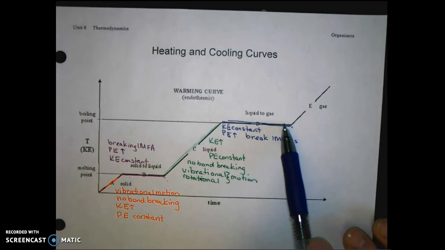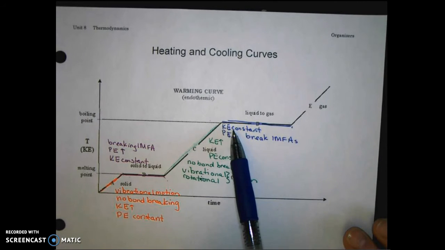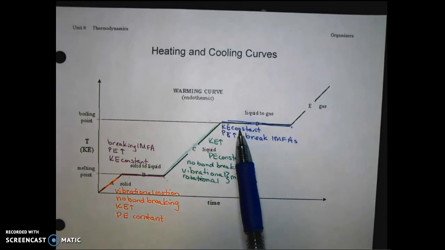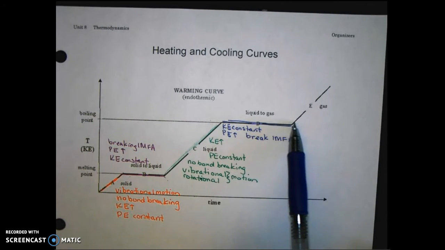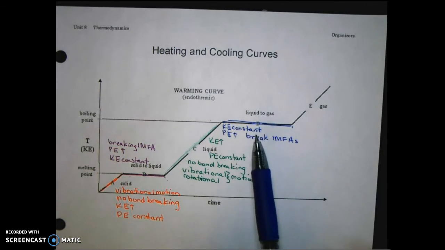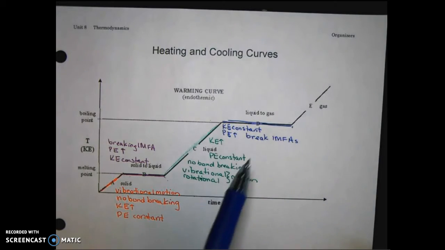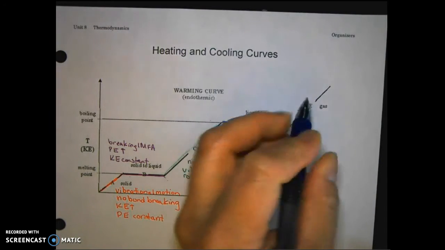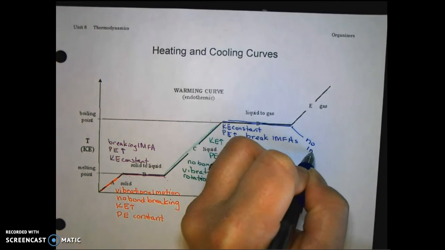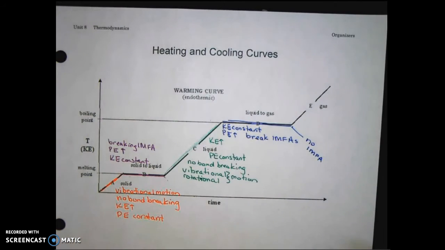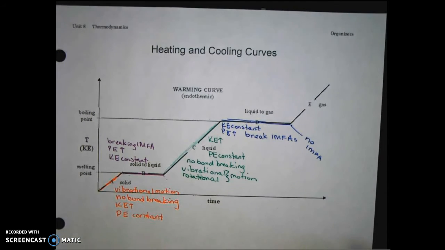So at this plateau, we've got constant kinetic energy, which means we have constant motion. So the molecules aren't moving any more along here. The energy is being absorbed in order to break IMFAs. And like I said, by the time we're done here, there'll be no IMFAs left because we'll have converted everything to a gas. And remember, gases are independent. Their molecules move independently of every other molecule. So you can kind of see a pattern going on here.